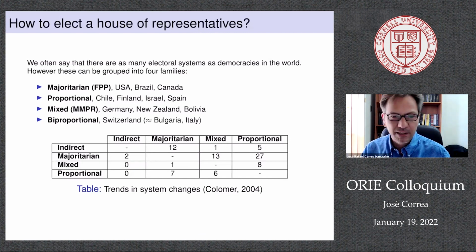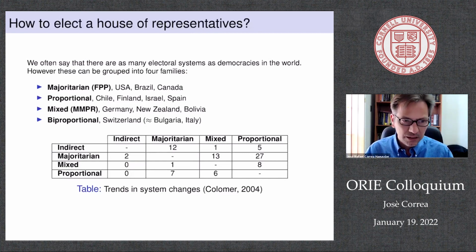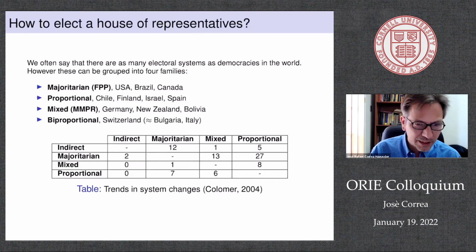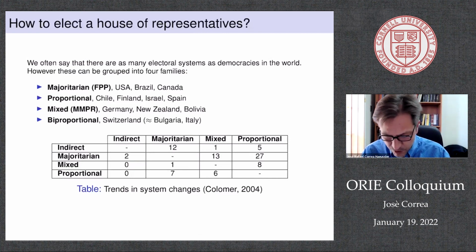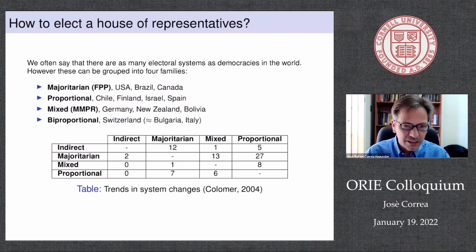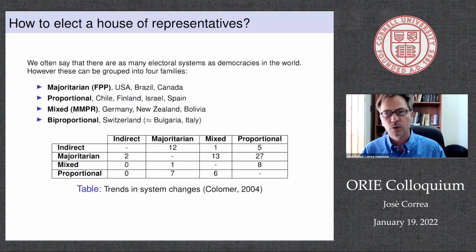To give you an idea of what's been happening in the last 100 years in the world, there is this table by Colmer from about 15 years ago that tells you how our systems change. Here, indirect methods are methods such as the House of Lords in England, which are not elected directly by votes of the people. The changes go more towards proportional systems. More countries are moving towards proportionality or mixed systems than to majoritarian systems. This is a trend seen over the last 100 years. Most democracies are moving towards more proportional systems, so whenever a country changes its system, it's more likely to end up with something more proportional.